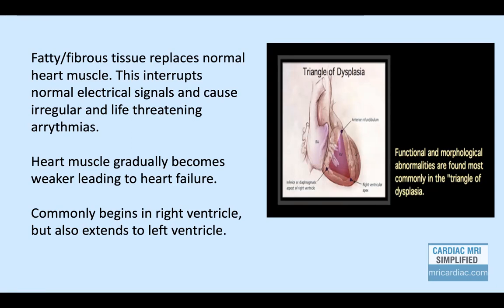Usually it starts in right ventricle, but can also extend to left ventricle. And in case of certain phenotypes, it can involve primarily left ventricle as well. So now it is called arrhythmogenic cardiomyopathy with LV or RV involvement.